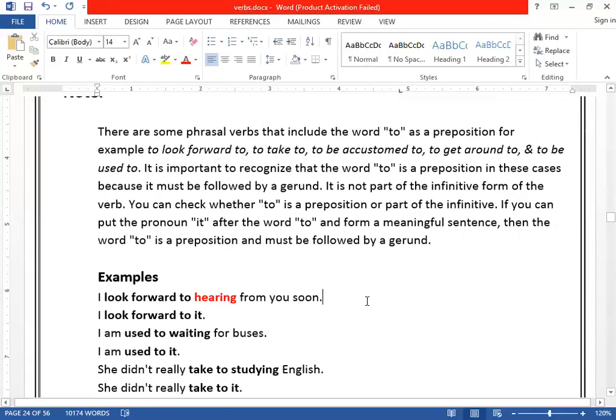Look at the word 'to': here it is the infinitive 'to', and here it is the preposition 'to'. With a phrasal verb, 'to' is usually a preposition. For example, 'I look forward to receiving a positive feedback.' We cannot say 'I look forward to receive a positive feedback.'